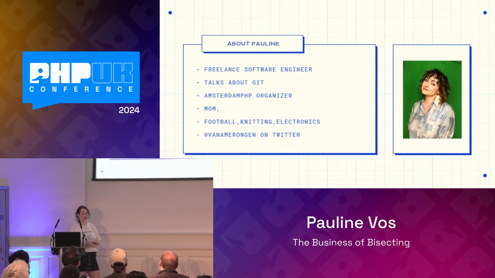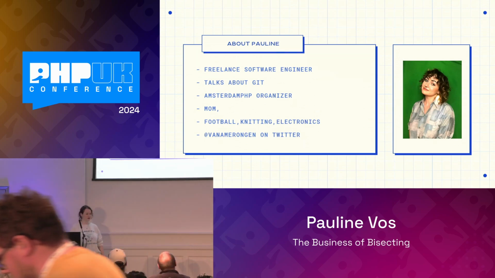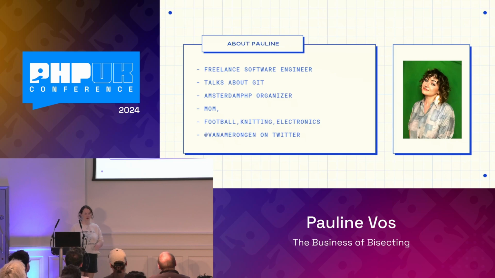Just a little bit about myself. My name is Pauline. I'm a freelance software engineer on paper, but kind of employed in the aviation industry right now, which is very different. I'm not writing PHP anymore, but it's also very fun and exciting.